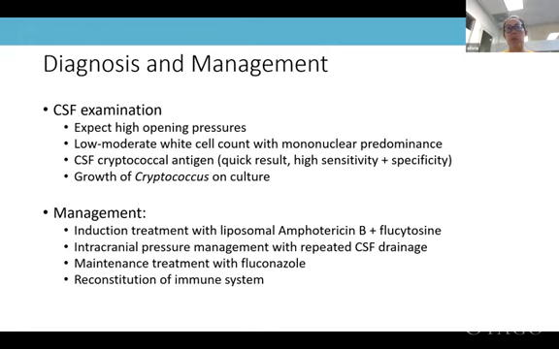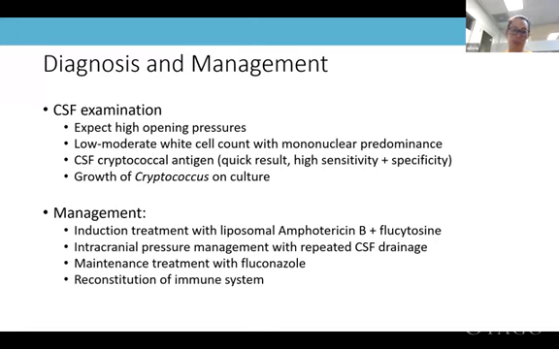What I mean by that is the reason why they got it in the first place was because their cellular immune system is not working well. And so if you can improve that, for example, if they've got HIV, start them on antiretrovirals, get their CD4 count up, and once it's up, then they're not going to be at risk of getting the cryptococcal infection again.